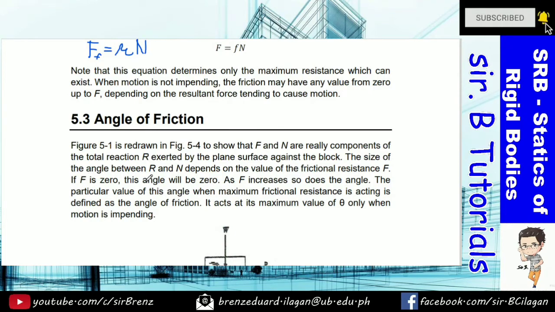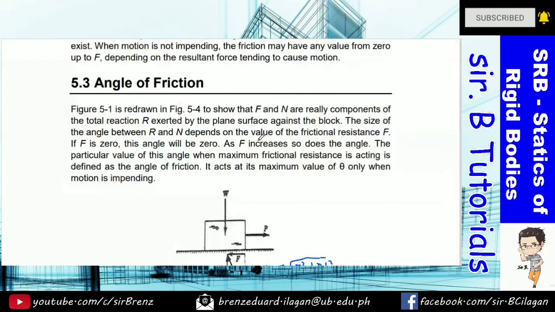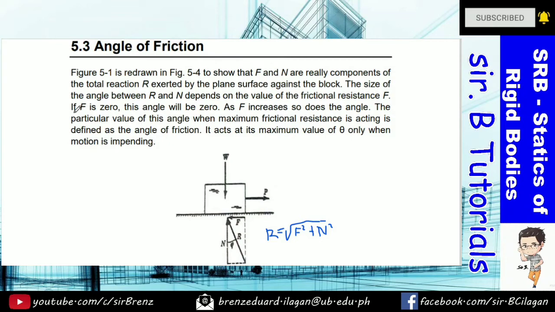So the size of the angle between R and N, so this is it. Take note that your angle phi, or the angle of friction, will always be measured with respect to the normal force. So that is always where your angle phi, or the angle of friction, comes from. The size of the angle between R and N depends on the value of the frictional resistance F. If F is 0, this angle will be equal to 0. As F increases, so does the angle.